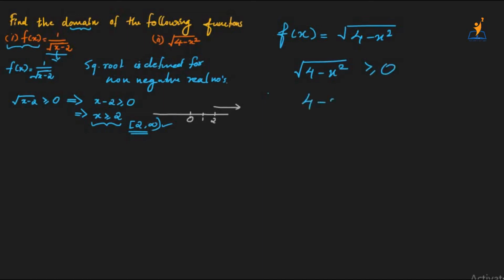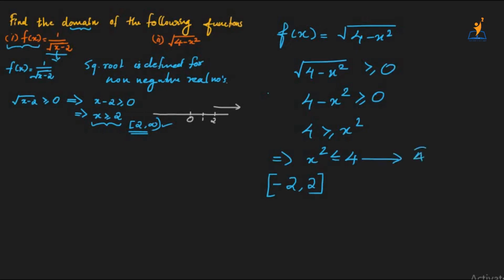That means 4 minus x square must be greater than or equal to 0, which means that 4 is greater than or equal to x square. That implies x square must be less than or equal to 4, which is possible only in the closed interval [-2, 2]. So any real number inside this interval will satisfy x square less than or equal to 4. The set of all input values for this function is the set of all real numbers which lie in the interval [-2, 2].